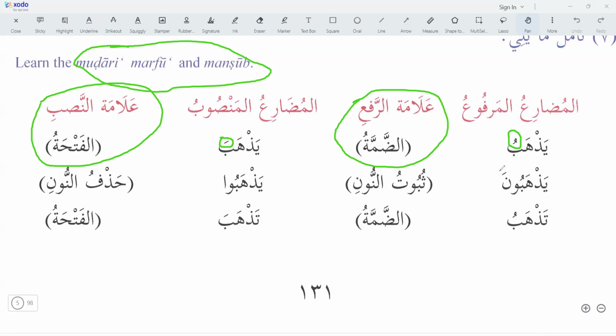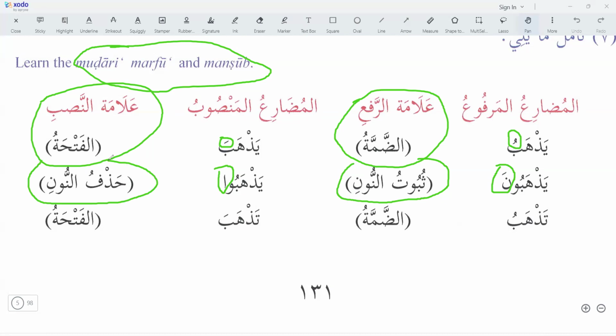Yazhabuna. Subutu noon is alamatu rafa. If there is a noon, it is the evidence of the mudare marfu. So this noon is alamatu rafa. Yazhabuna, subutu noon is alamatu rafa. And when it is mansub, we delete the noon. Then it becomes yazhabu, and we add an extra alif, alifu wiqaya. Hazfu noon, we delete the noon. Omission of the noon is alamatu nasab.